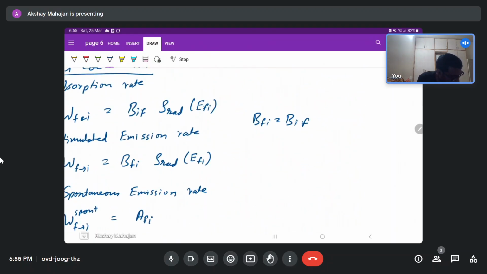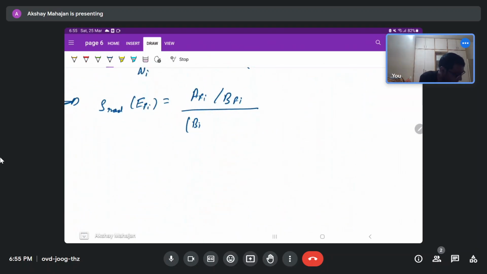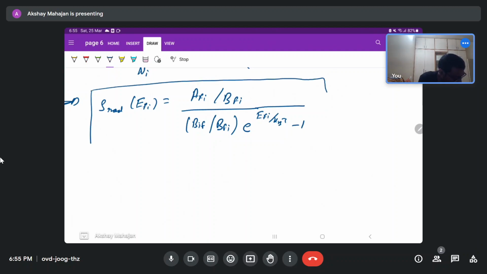Because they are emission, we can say they are equal, as you have seen in the class. Here also we will derive the same thing: A_Fi divided by B_Fi, B_IF divided by B_Fi, e to the power E_Fi by kBT minus 1. So this is the relation that we get in terms of the Einstein coefficients.